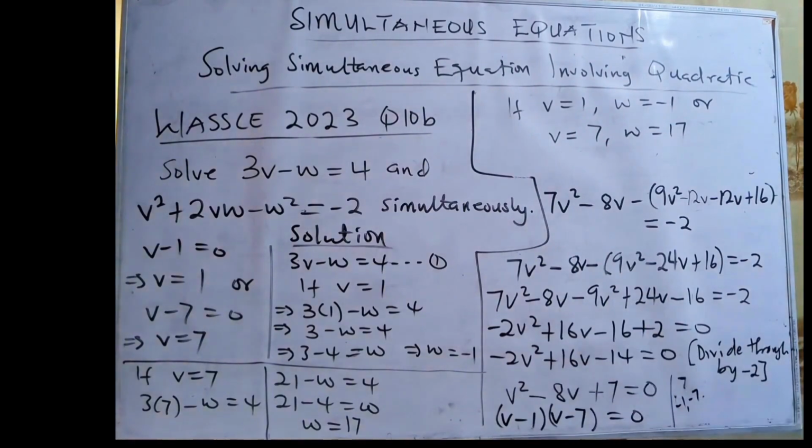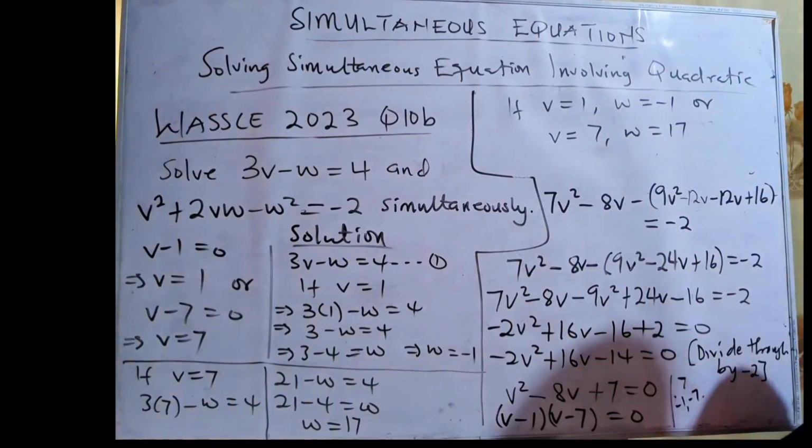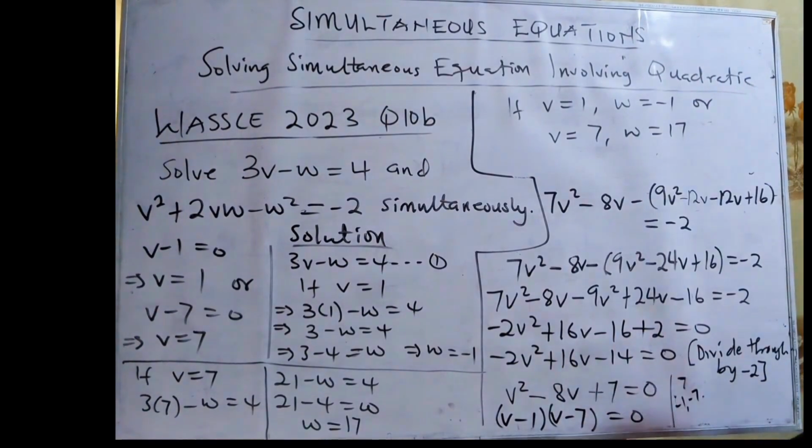So I know that you have understood this, and it is so simple. This is a simultaneous equation that also involves a quadratic. Next, we will look at simultaneous equations that involve 3 variables.